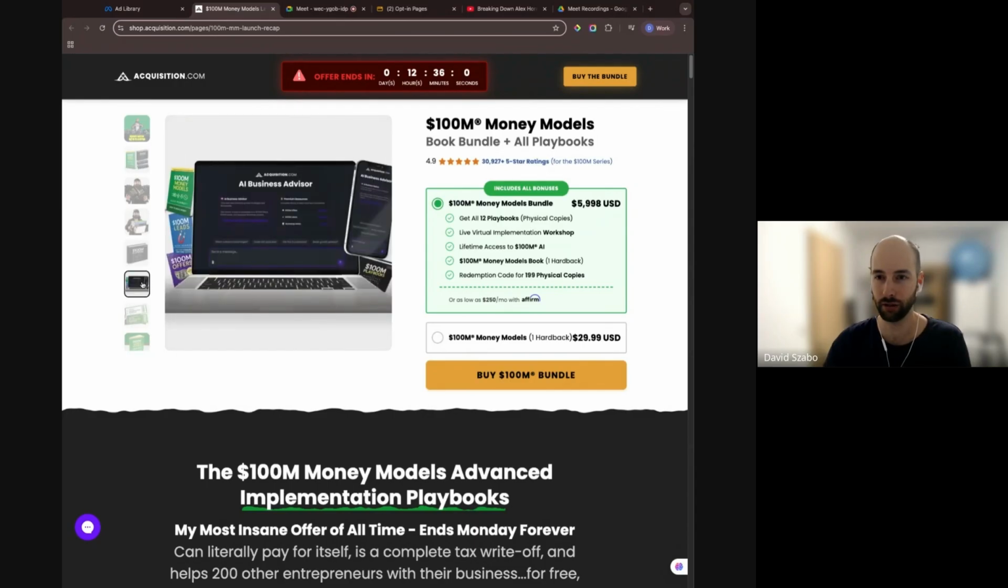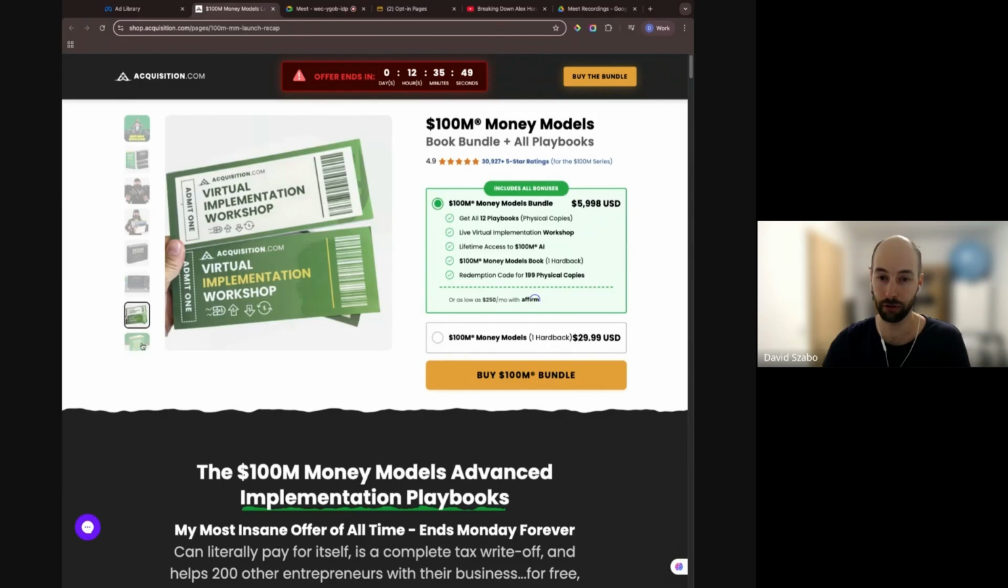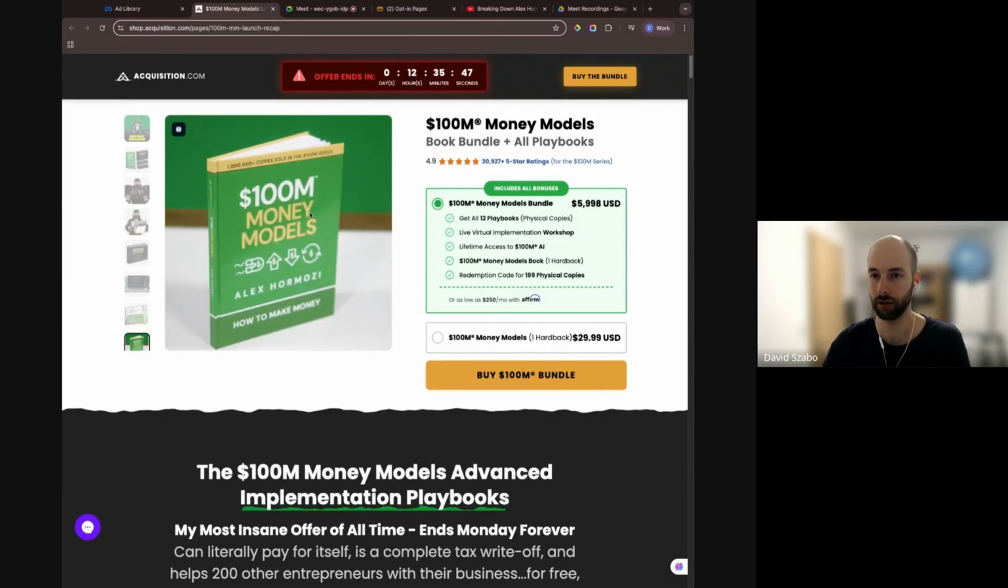This is what you get. Again, there is some AI element to it, which is trending now, so it's good to have AI elements in your product. You also get a workshop, and then it's the book again. So that is above the fold, and these are the key things that you can include on your sales page.